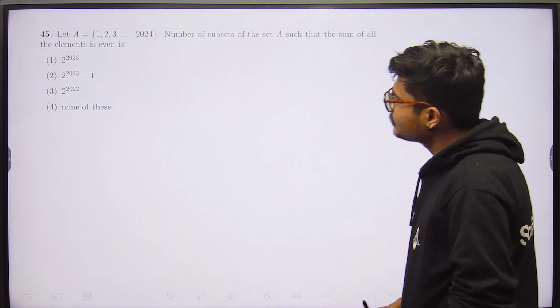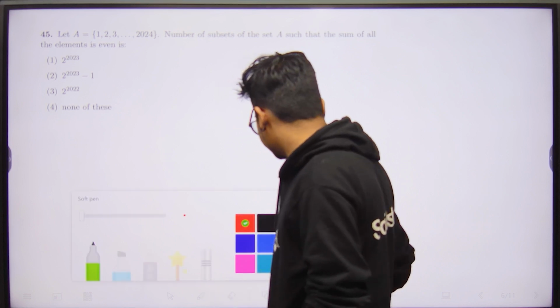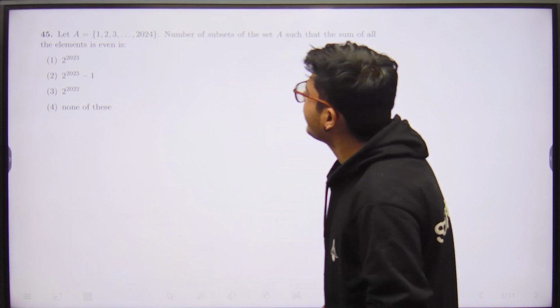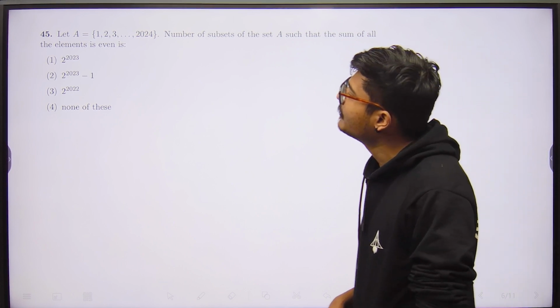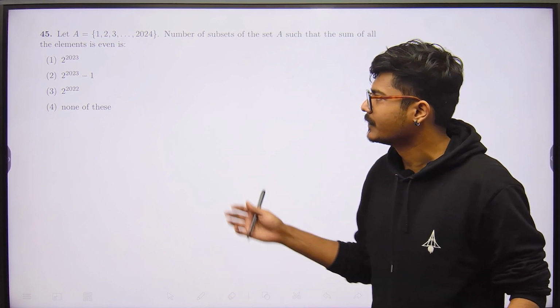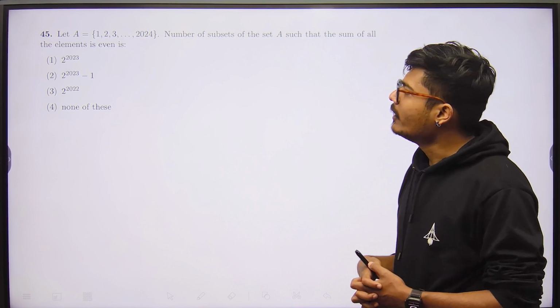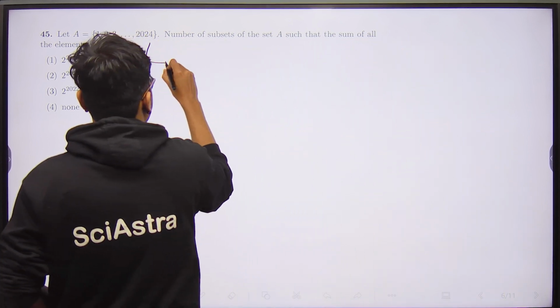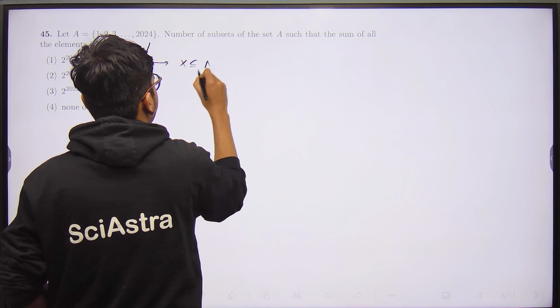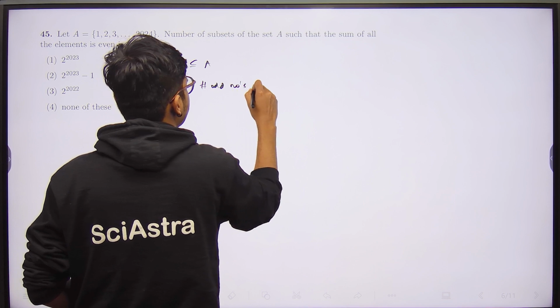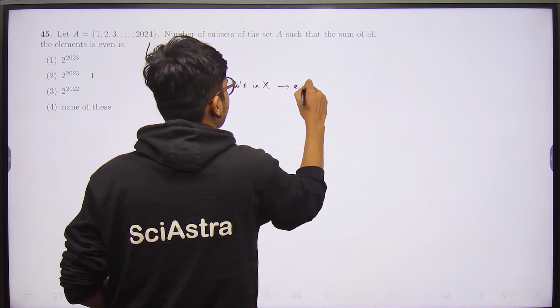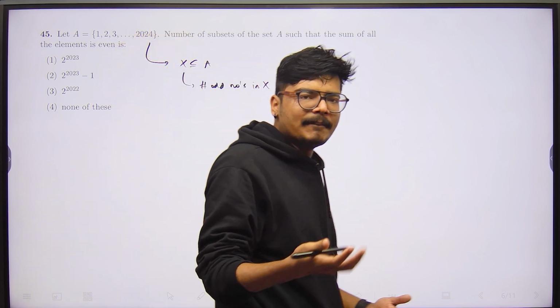Coming to question 45. Let A be the set 1 to 2024, then the number of subsets of A such that the sum of the elements of A is even is which of the following? Okay. So first of all, you need to ensure that if you take any subset, let's say we take a subset X of A, then the number of odd elements or odd numbers in X has to be even, right? Because even numbers don't really affect, right?